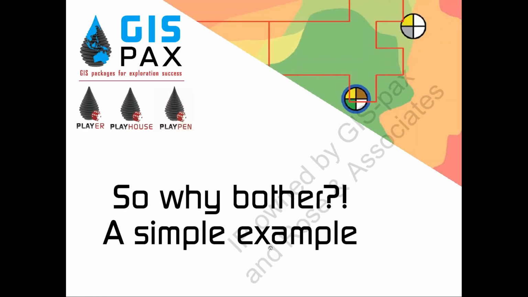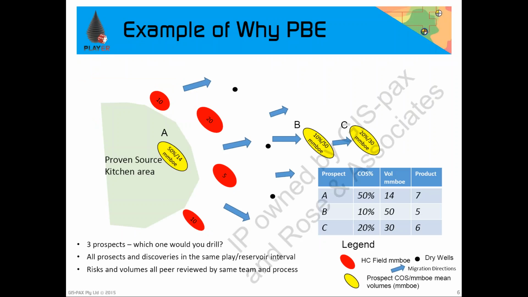So, why bother? Let me take you through a very, very simple example. Here we have three prospects, A, B and C in yellow. The probability of success and the success volume, if it's successful, the estimated million barrels of oil equivalent that's going to be found is shown on the table and also on the yellow blobs. And you can see that prospect A is above the proven source kitchen, and it's surrounded by the fields in red, so it's very close to some discovered resources.